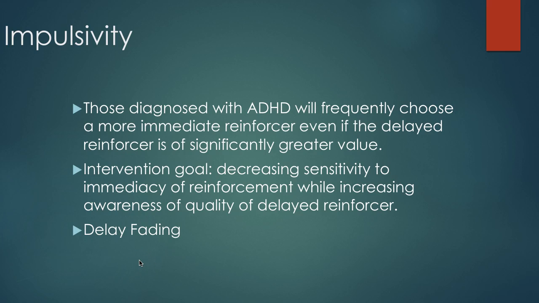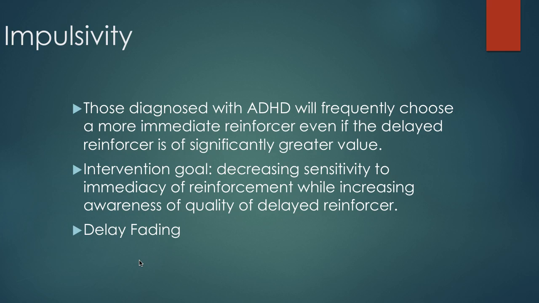The problem behavior of impulsivity is typically observed when individuals are selecting a smaller, more immediate consequence over a larger delayed consequence. It involves self-regulation and control. Those diagnosed with ADHD will typically choose a more immediate reinforcer, even if the delayed reinforcer is significantly of greater value.